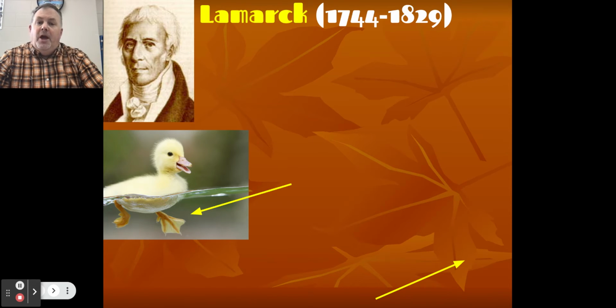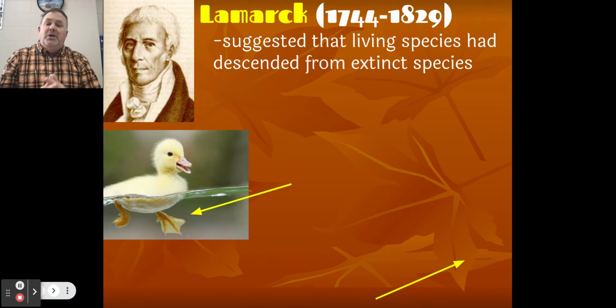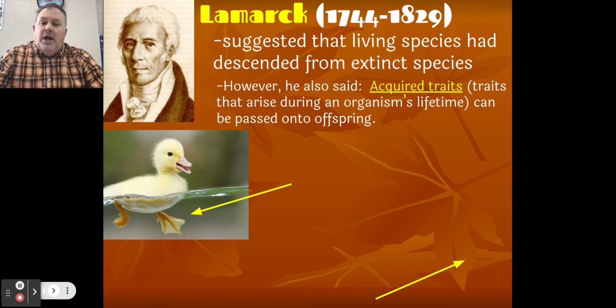So if we look at some of those influential individuals, Lamarck was one of those. He looked at some of those patterns of the fossilization, and he had some questions, and he came up with what he thought at the time was some solutions. So he lived in the 1700s, and he suggested that living species had descended from extinct species. So, for example, if we look at the ducks here, if you were Lamarck, you would look at organisms that may have some similar features, and how that was maybe passed from one generation to the next.